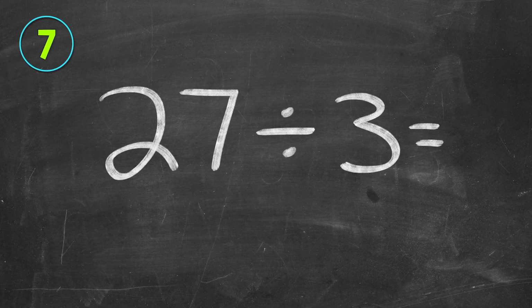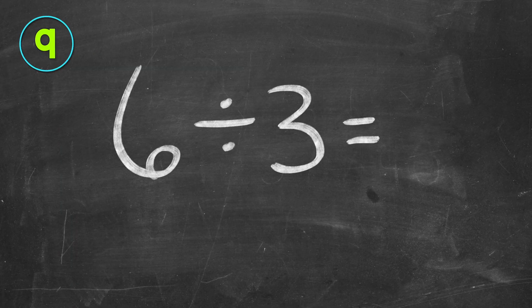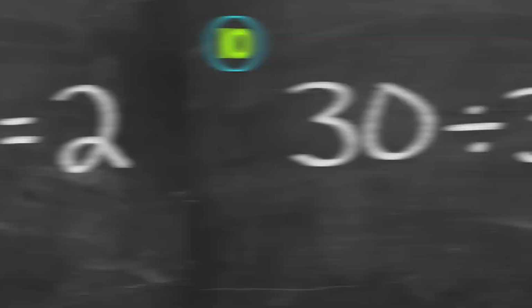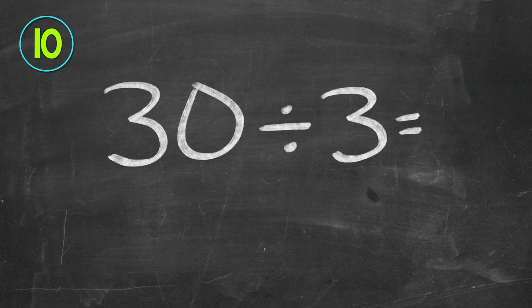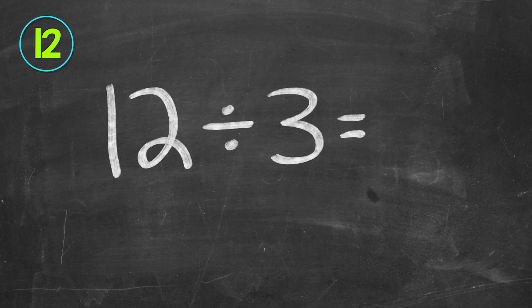27 divided by 3. 9. 21 divided by 3. 7. 6 divided by 3. 2. 30 divided by 3. 10. 21 divided by 3. 7. 12 divided by 3.